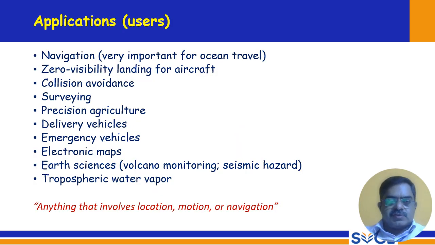Applications: it is used in many places. Navigation, very important for ocean travel, zero visibility landing for aircraft, collision avoidance, surveying, precision agriculture, delivery vehicles, emergency vehicles, electronic maps, earth science, volcano monitoring, seismic hazards, and tropospheric water vapor. So anything that involves location, motion, or navigation, GPS is required.